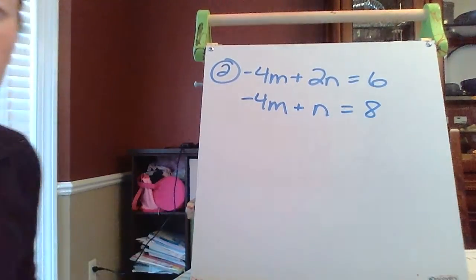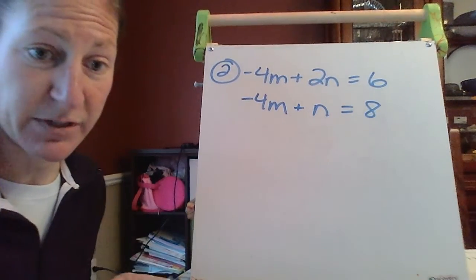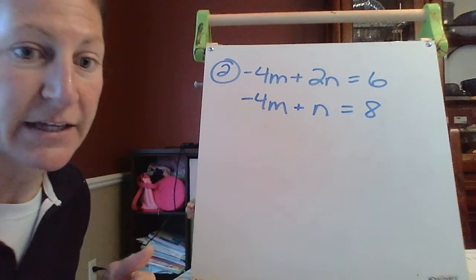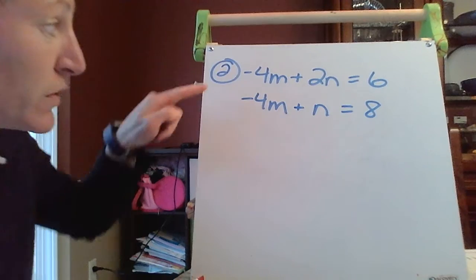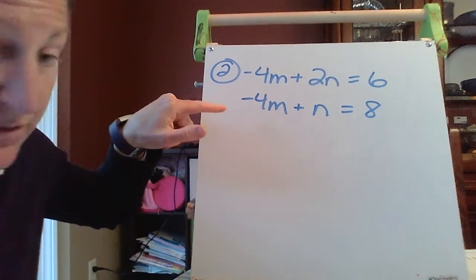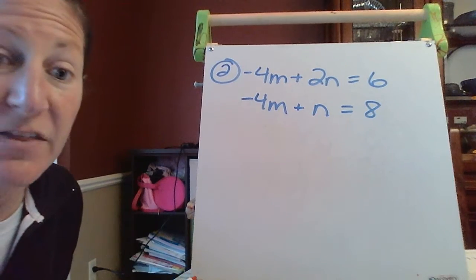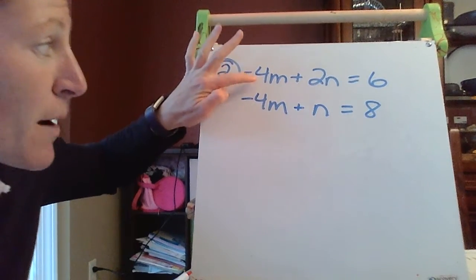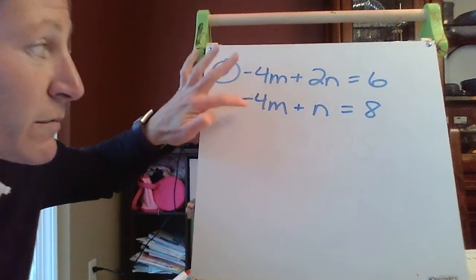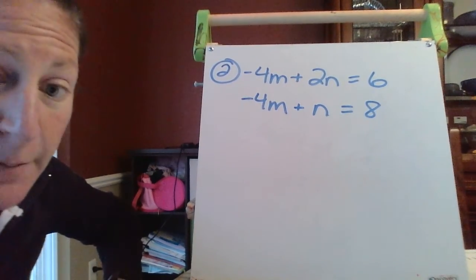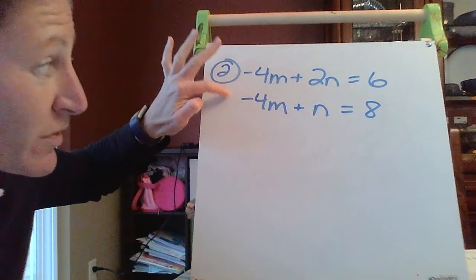Now, this system is different than the previous system. I don't have opposite signs for one of my variables. These are both negative, they're not opposites, and these are both positive, they're not opposites. Now, you want to focus on the variable that has the same number, and you want one of them to be positive and one of them to be negative. Okay, so we're going to focus on the m's. They're both negative 4s, in fact.